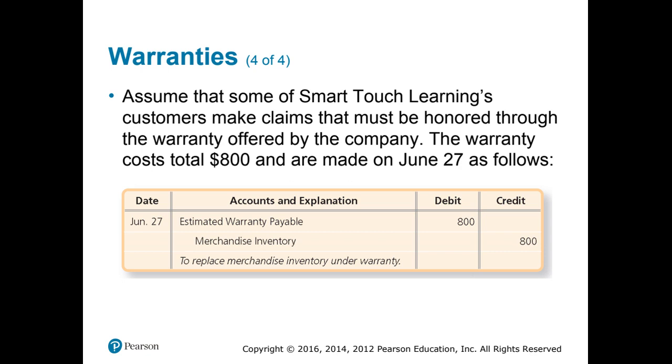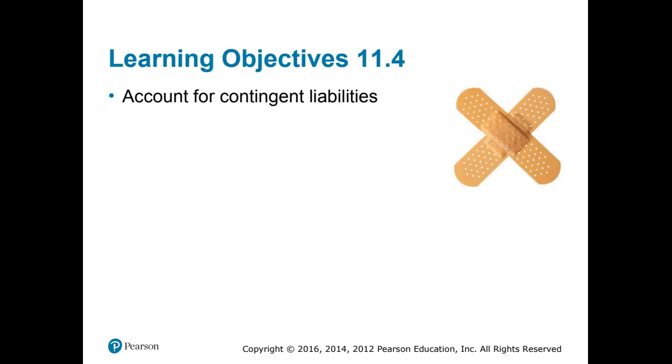So we're going to assume that some of SmartTouch Learning's customers make claims that must be honored through the warranty offered by the company. The warranty costs total $800 and are made on June 27th. So on June 27th, we're debiting our estimated warranty payable of $800, and we're crediting our merchandise inventory. And this is to replace merchandise inventory under warranty. Does anyone have any questions about that right now? Not yet.